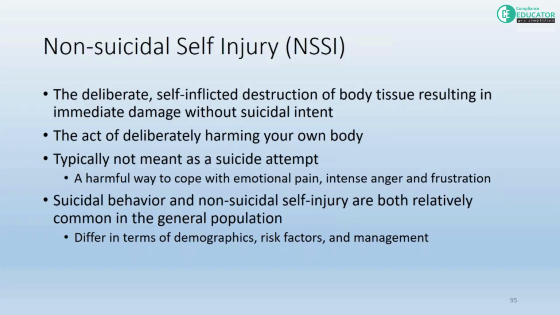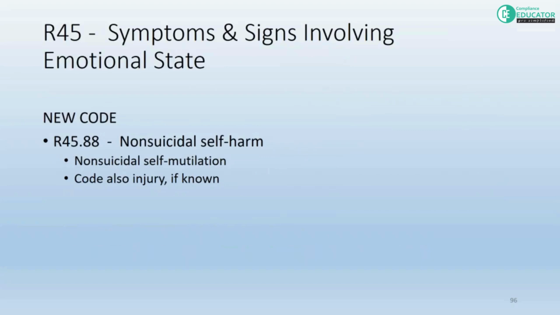They use methods like cutting or burning or banging or punching objects or punching themselves. It's not meant as a suicide attempt. It's just a harmful way to cope with their emotional pain. And so they want to be able to track this better. So here's our code for non-suicidal self-harm, with instructions telling us to code also the injury if you know what the injury is.